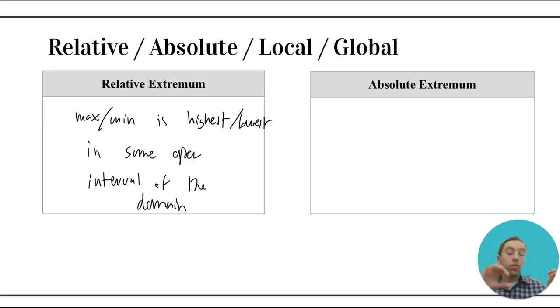So basically what that means is just in that particular little area of the graph, not the entire graph, it's just a high point in that particular area. Okay, versus an absolute extremum, the absolute extremum needs to be the highest y value overall, or the lowest y value if we're talking about a minimum.